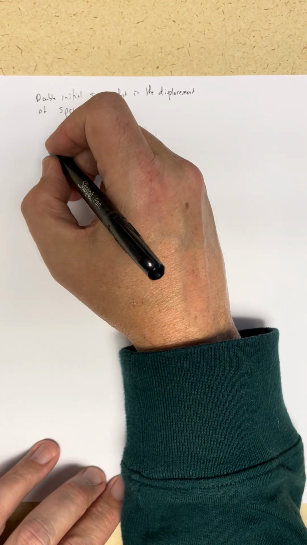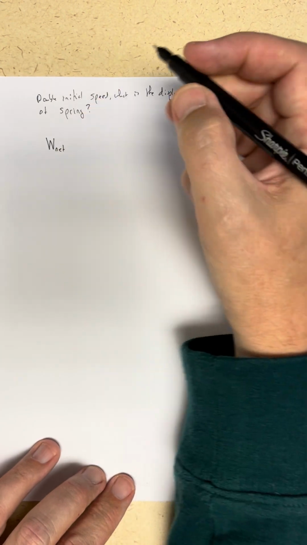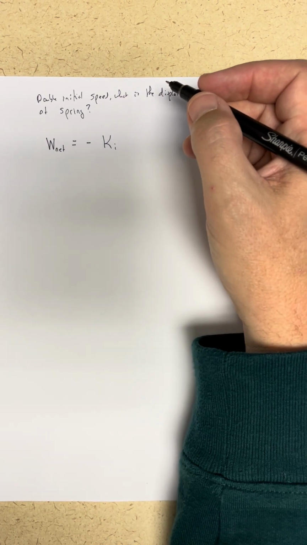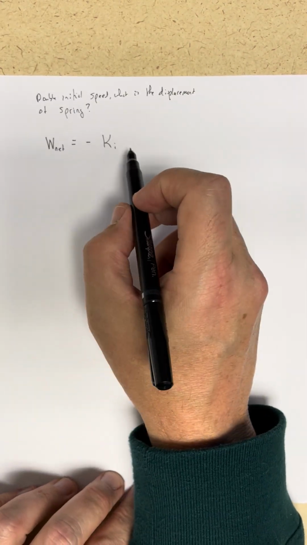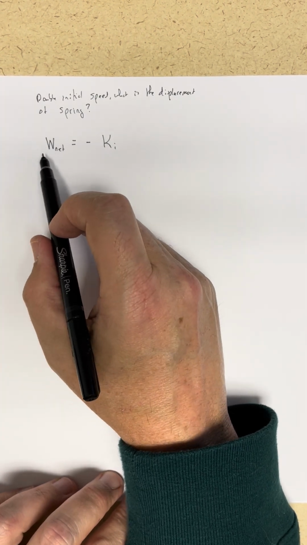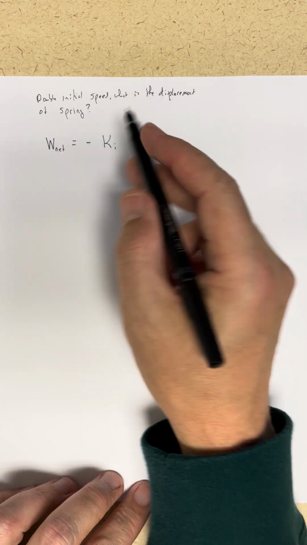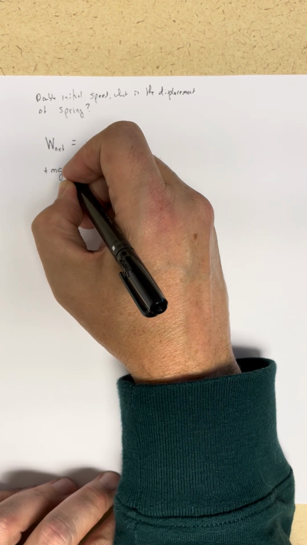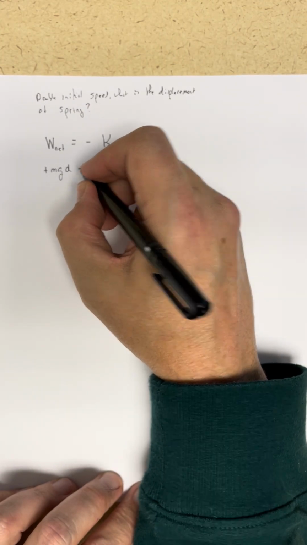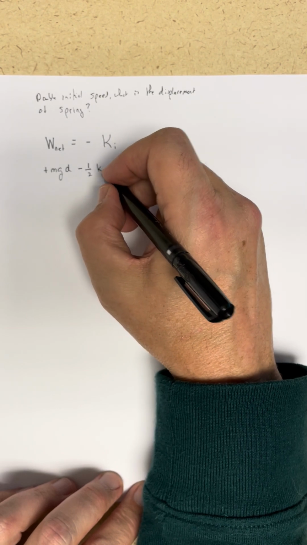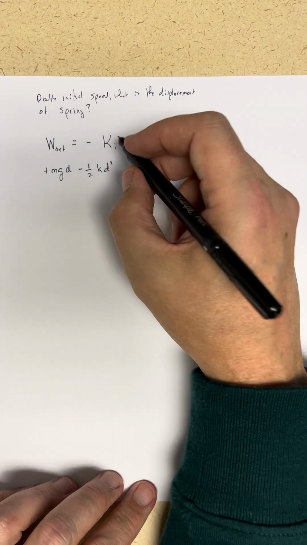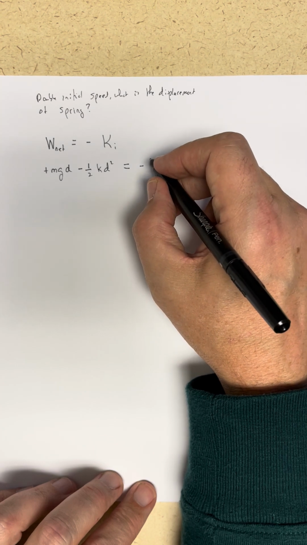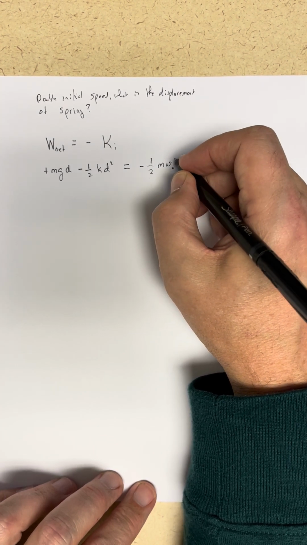We know that the net work done, which is the work done by gravity and the work done by the spring, is minus K initial, because the block is going to end at rest at any rate. And I know that the work done by gravity is going to be plus mgd, and the work done by the spring will be minus a half k d squared. And on the other side of the equation, I'm going to have minus a half m v initial squared.